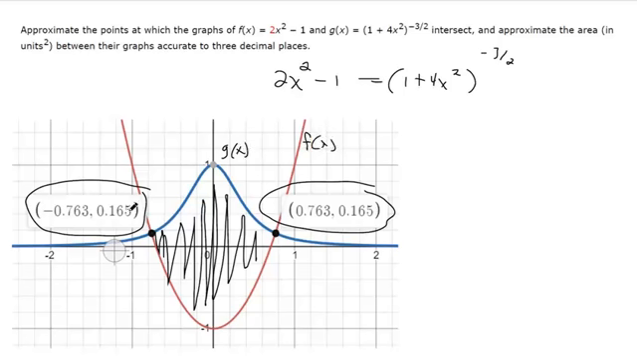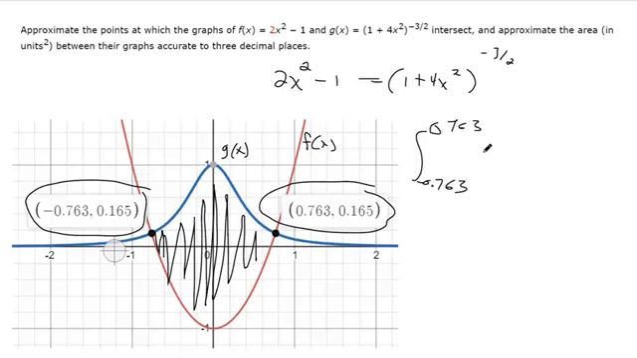And we can't just integrate from negative 0.763 to 0.763 of g of x, because that would just give us the top part. Because when you integrate with respect to x, that's just going to tell you the area between your graph and the x-axis. I think I know what we can do, though.